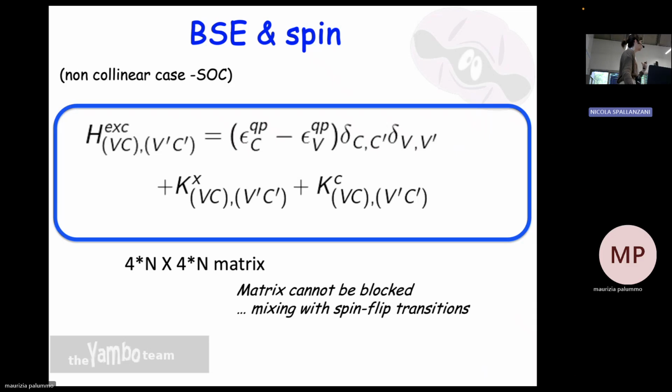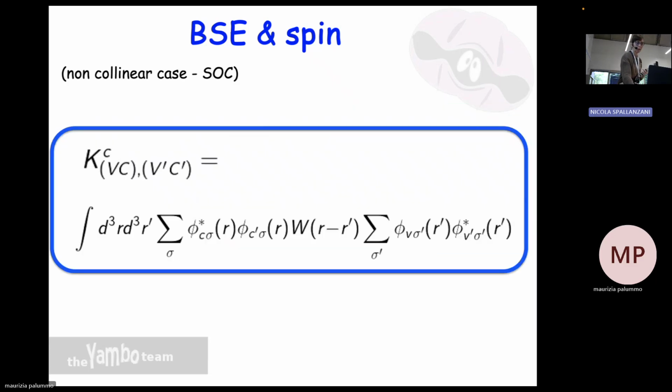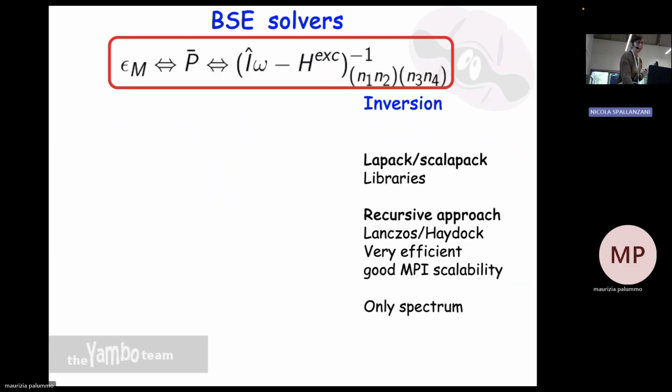So you have to start with non-collinear and spin-orbit inside the DFT calculation. In this case, the Hamiltonian is not written in terms of scalar states, but spinors. It means that you have to do the same derivation, but the equation in space is 4 times larger, because for each state you have a spinor. So you have double the bands, let's say, when you consider the transitions. Okay, so I skip this.